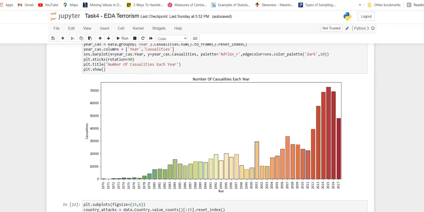You can see the number of casualties in each year. It has increased in 2015. In this graph, we can understand the number of casualties is increasing and decreasing by year, but particularly in the year 2015, it has the highest number of casualties.